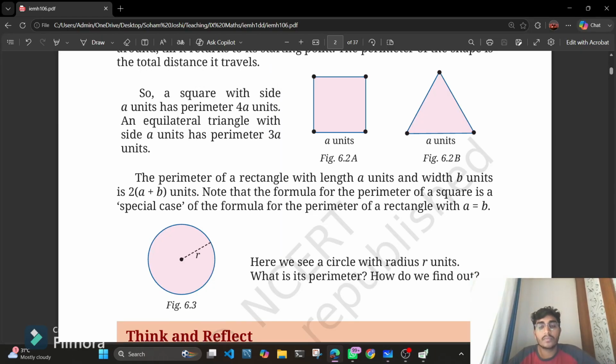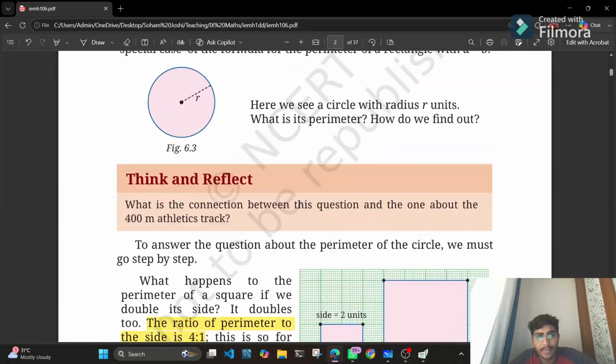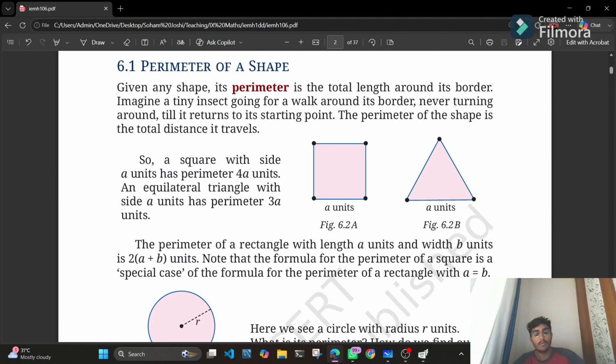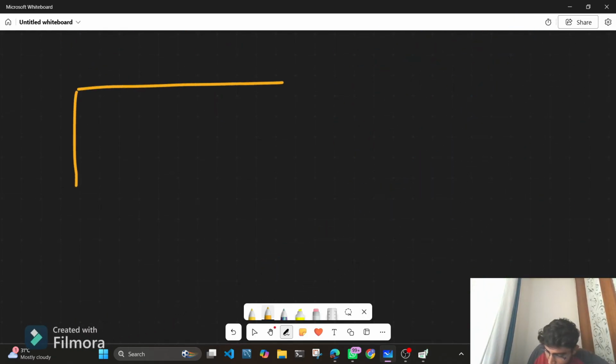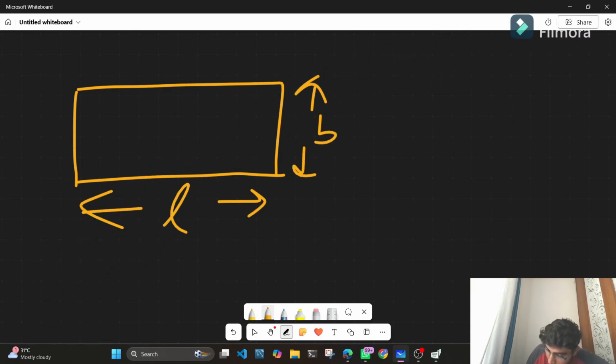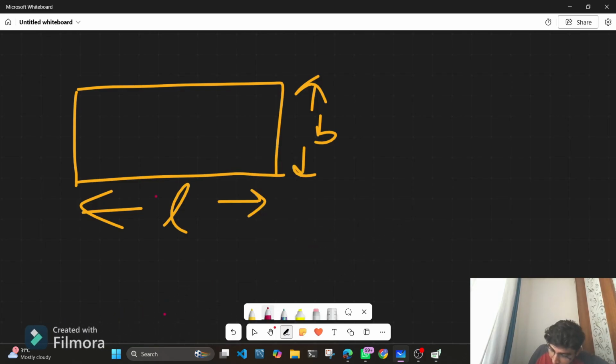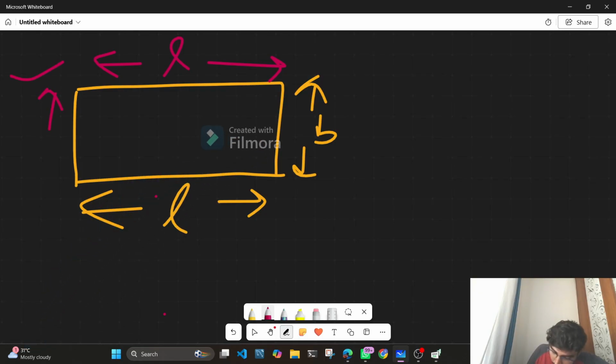I hope that's understood. Next up we have the perimeter of a rectangle. It isn't given in the textbook, but we will still learn it. Say this is a rectangle, with length L and breadth B. As you know, opposite sides of a rectangle are equal. So if this side is L, this side would also be L, and this side would be B.